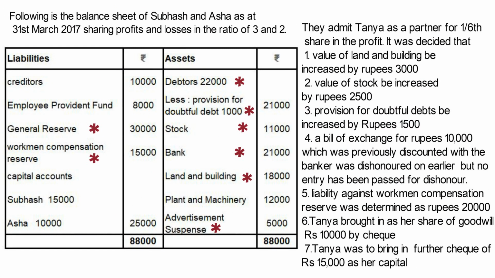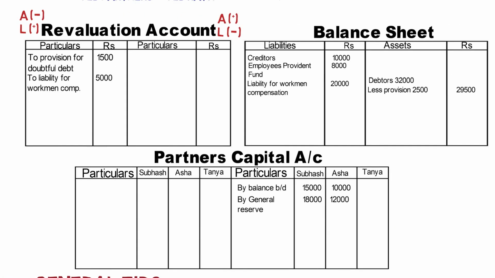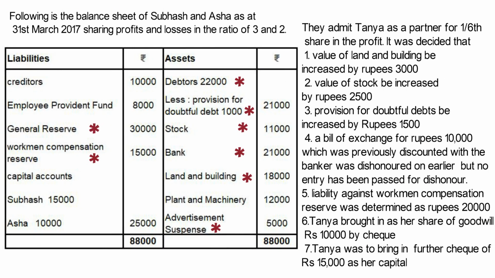Next, stock of Rs 11,000. There is an adjustment for the same. The value of stock is to be increased by Rs 2,500. An increase in the value of an asset comes on the credit side of the revaluation account. Give the effect of the same in the balance sheet. Bank account of Rs 21,000. We will do the bank account at the end of the answer.